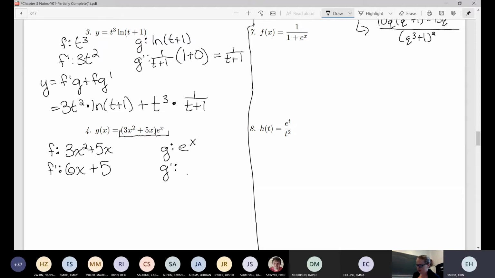G is e to the x. What's the derivative of e to the x? Since that's just an x, just our normal rule, no chain rule required. So you can use it if you really wanted to. So we get e to the x.